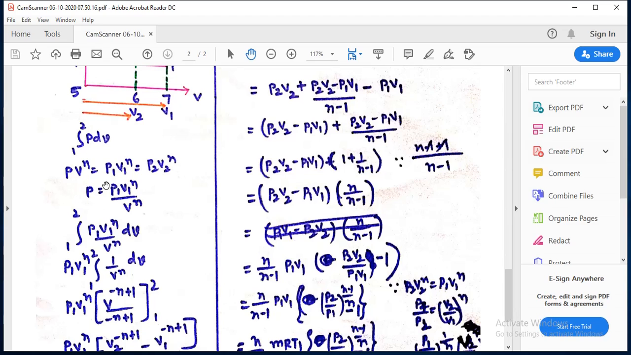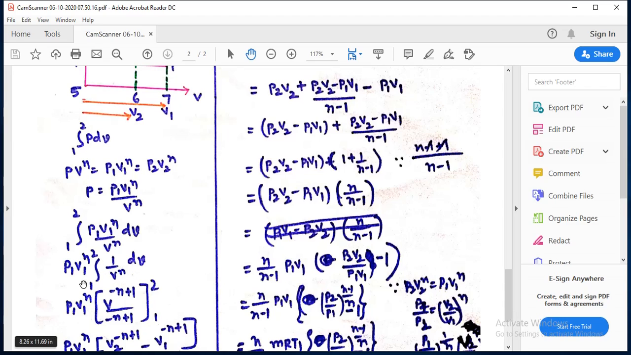So P is equal to P1 V1 to the power of n divided by V to the power of n. In place of P, I substitute this value: P1 V1 to the power of n divided by V to the power of n, into dV. Since P1 V1 to the power of n is a constant, I take it outside, and the integration from 1 to 2 is of 1 divided by V to the power of n, into dV.